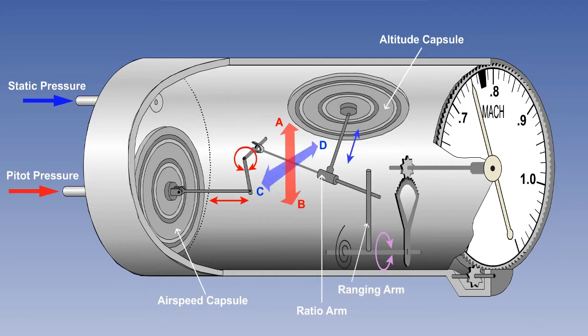A spring-loaded ranging arm transmits the movement of the ratio arm to the pointer mechanism. We can see, therefore, that movement of the pointer results from the interrelationship of the pressures sensed by both the airspeed capsule and the altitude capsule, and we can see that the sequence of the linkage movement is that the ratio arm moves the ranging arm, which in turn moves the pointer on the dial.